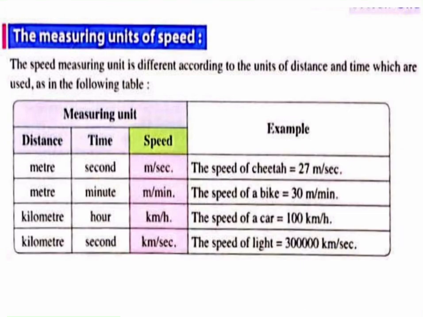The measuring units of speed. We have many units to measure the speed: meter per second, meter per minute, kilometer per hour, kilometer per second. And in the example in front of you, meter per second, we can describe the cheetah. The speed of a bike, meter per minute. The speed of a car, kilometer per hour. The speed of light, kilometer per second, and it is the fastest speed you can ever see.